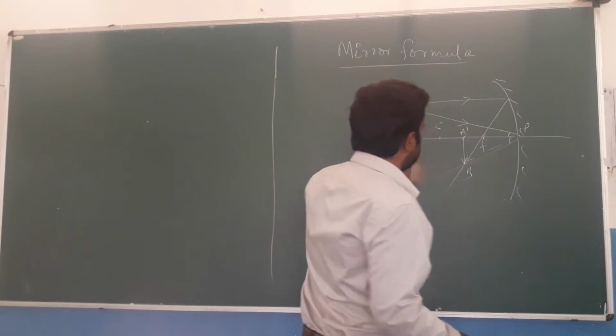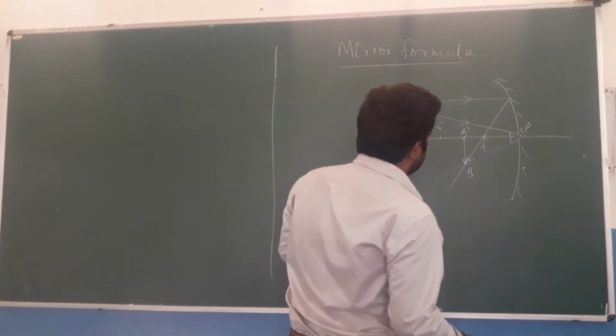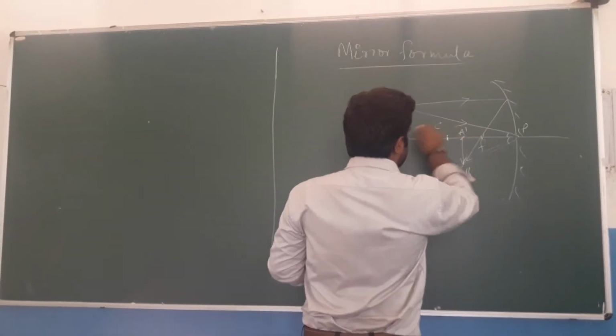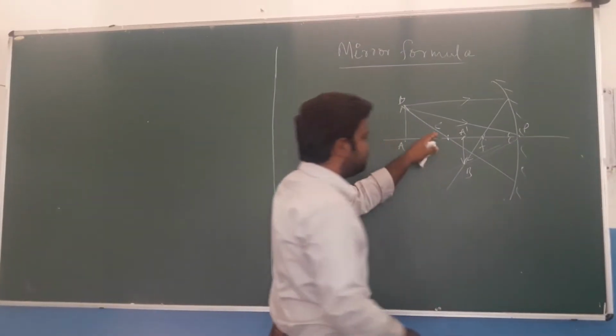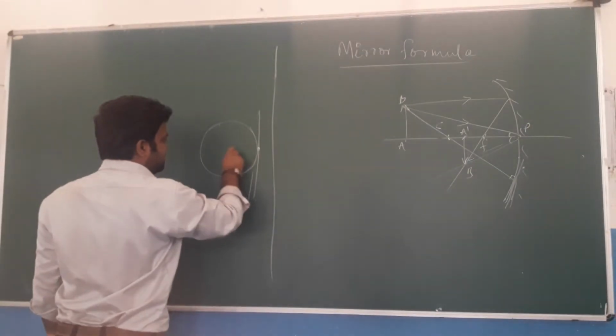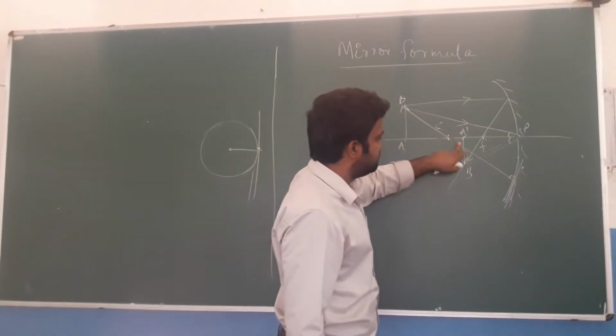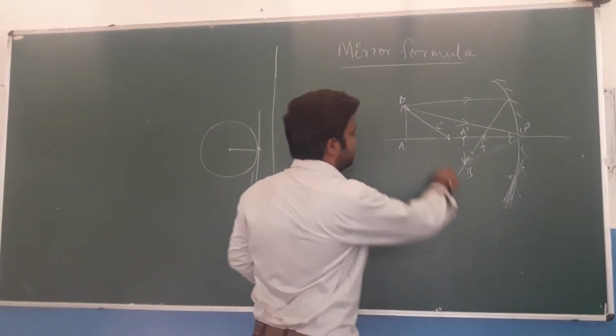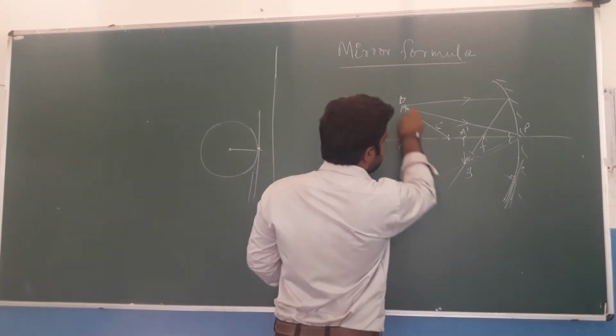Now this is the parallel ray. I will take another ray which will pass through your center of curvature. As you know, the ray which passes through the center of curvature will be perpendicular to the tangent, at 90 degrees. You already know that if it is a circle, then the tangent is perpendicular to the radius.